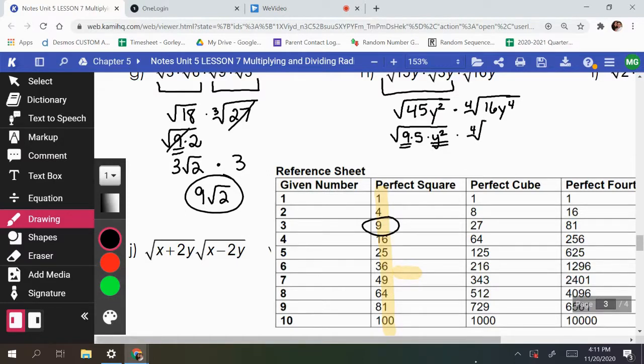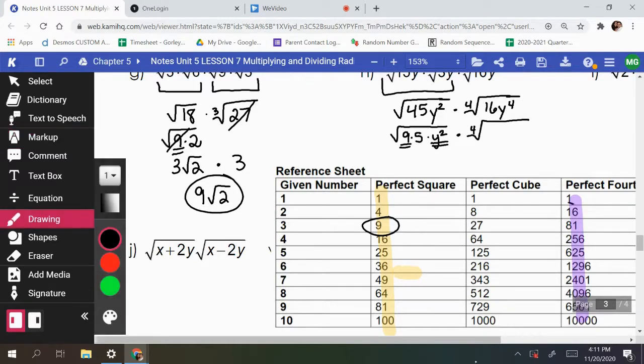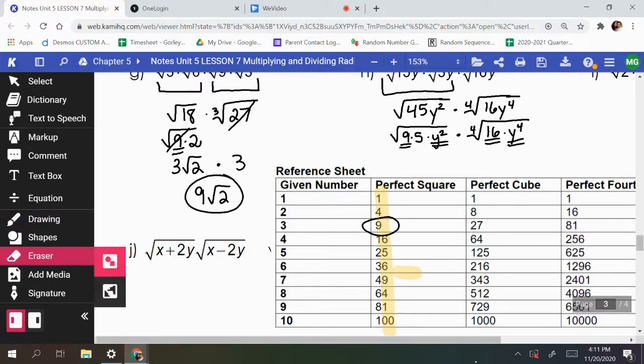Okay, now in this radical, we're looking for something different. We're looking for perfect fourths. So look at your list of perfect fourths. Is 16 in that list? Yeah, actually 16 is in that list. 16 is a perfect fourth of 2. So I'll say, yeah, it's perfect. And y to the 4th would be a perfect fourth of y. So both of those are perfect. So I'm just going to underline them, and we're going to simplify those parts.